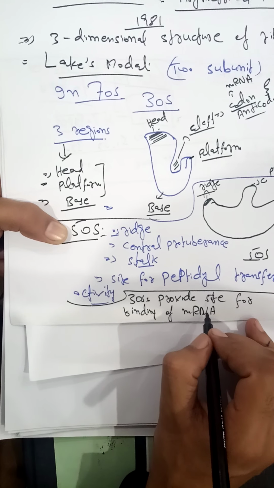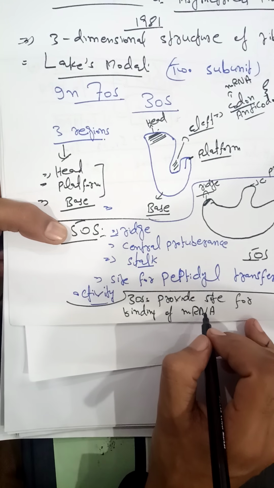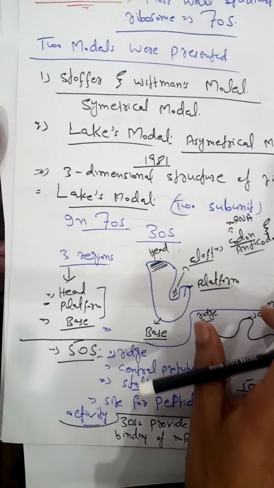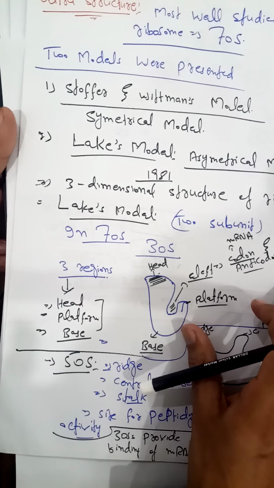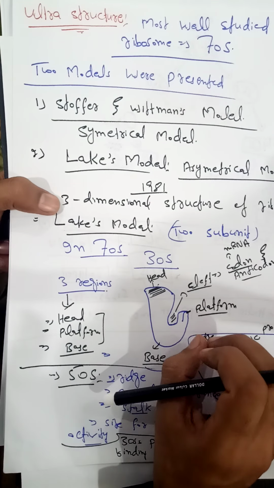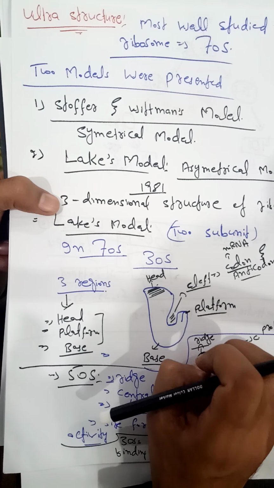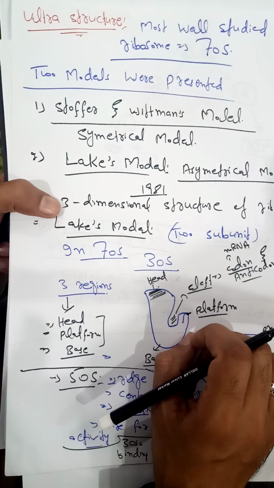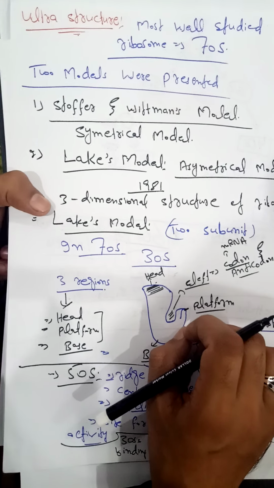We will study the structure further in detail in translation, how the complete process occurs. So this is the end of lecture number two. And in lecture number three, we will study the biogenesis of the 70S ribosome as well as the 80S ribosomes. Stay with me. Thanks.